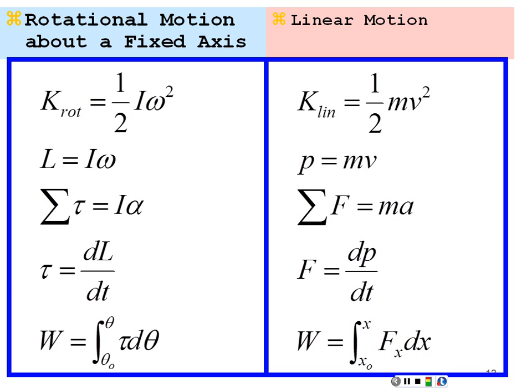We have the same kind of form of equations for rotational motion. Rotational kinetic energy, 1/2 moment of inertia times angular velocity squared. Angular momentum, moment of inertia times angular velocity. Newton's second law for torques: the net torque is equal to moment of inertia times angular acceleration. Net torque is equal to the change of angular momentum with respect to time. And work is equal to the integration of torque over an angle. All these are analogs of linear motion.